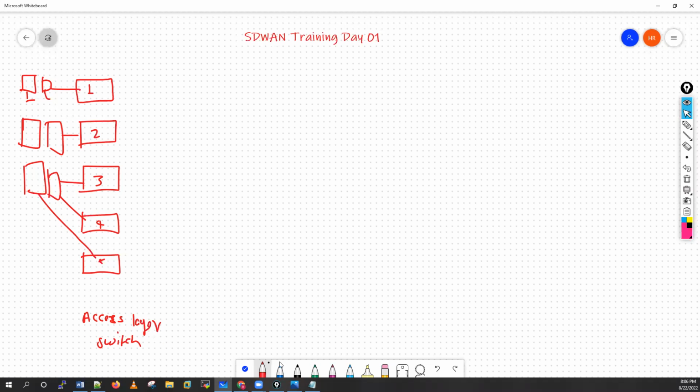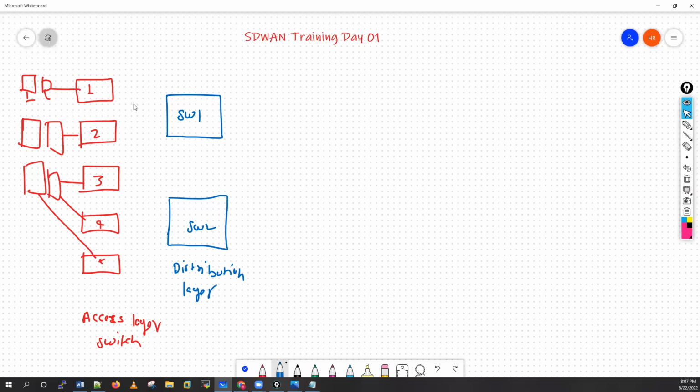Now, in traditional networking, you have also heard there is one more layer between these switches. That layer is known as the distribution layer, right? So let's suppose these are our distribution layer switches, switch 1 and switch 2. This is your distribution layer. If you understand this design, you will be able to understand SDN technology or SD-WAN technology properly, right? All these switches have connectivity like this. I'm just connecting like that only.